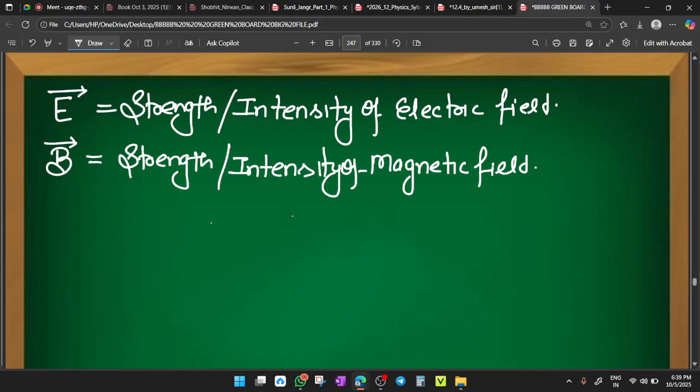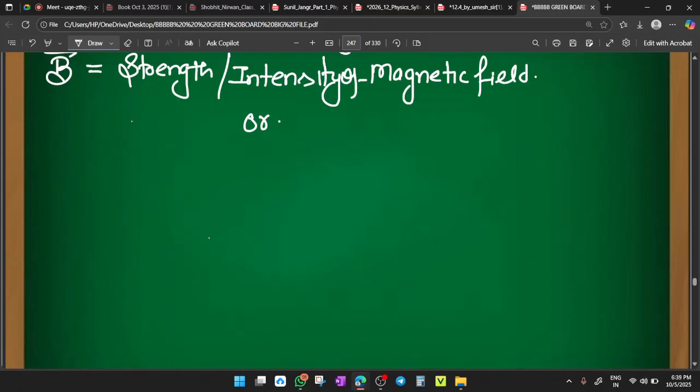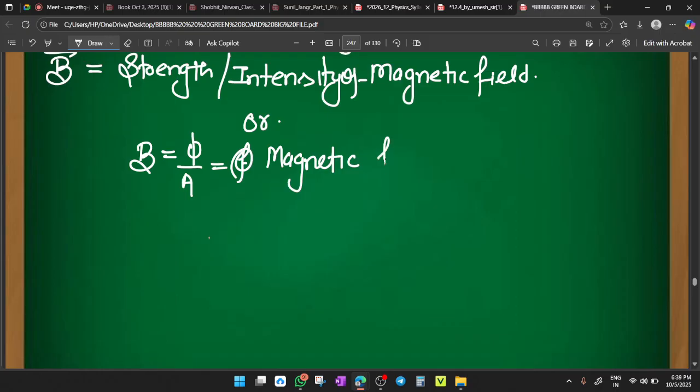Field. Some other name was also there for B, varying accordingly to the chapter. Here it will be only intensity of magnetic field, but in electromagnetic theory, electromagnetic induction, B is called phi upon A. This is called magnetic flux density. Clear? Yes, B equals magnetic flux density.